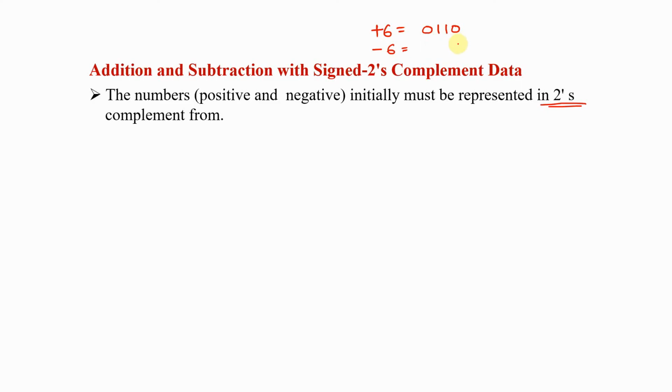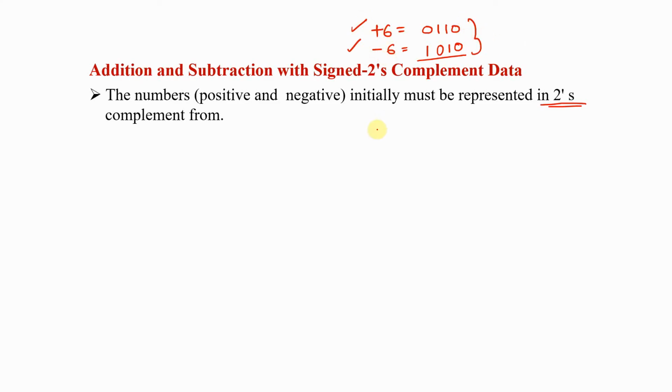How do you get the two's complement of plus 6? The sign bit 0 is unchanged, and the remaining bits are to be changed. It means 1 changes to 0, 0 changes to 1. Now we can call it minus 6. Here it is two's complement of plus 6, and this is the two's complement representation of minus 6.